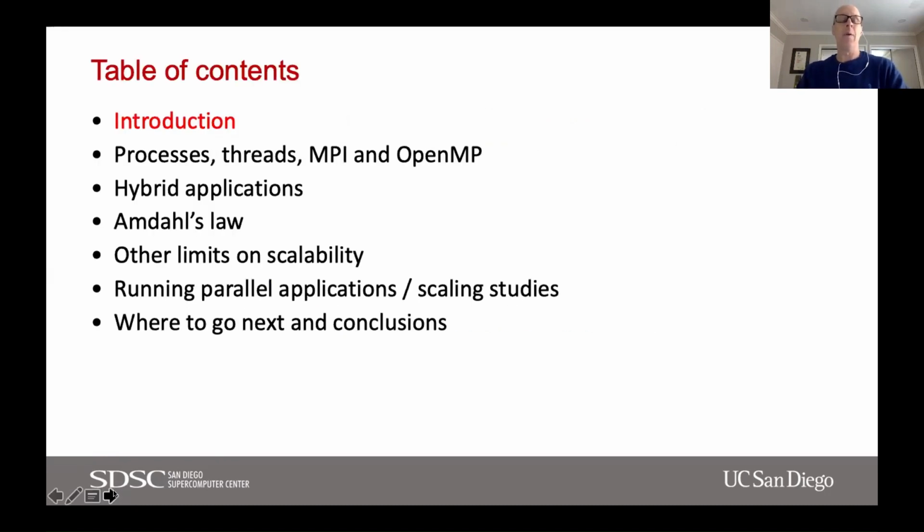So a quick overview of what I'm going to be talking about today. I'll start off with an introduction, and then I'll get into processes, threads, MPI and OpenMP. We'll then talk a little bit about hybrid parallel applications, and then Amdahl's law, other limits on the scalability of parallel applications, how to run parallel applications and complete scaling studies, and finally where to go next and some conclusions, a little wrap up from the talk.